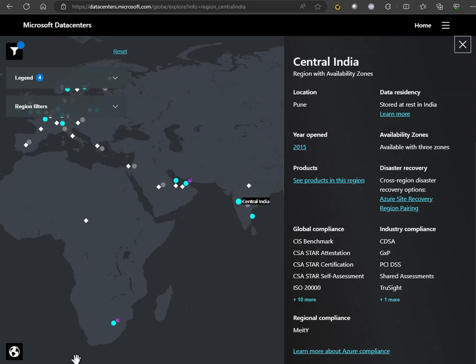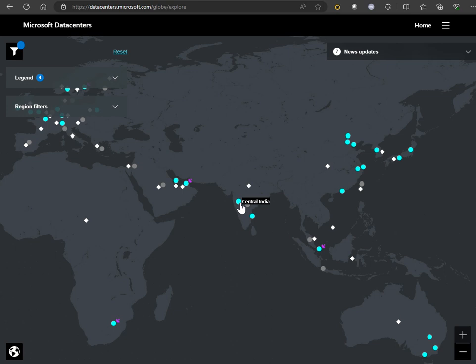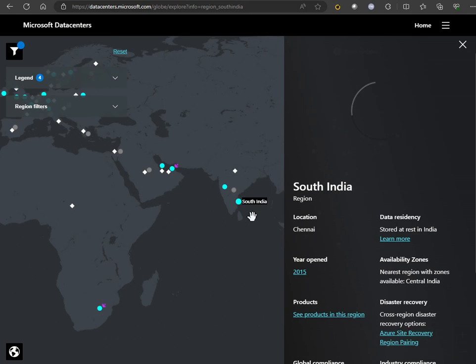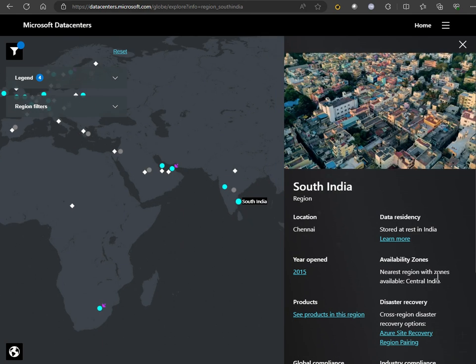You can locate that information very easily. If I click over here, we can identify, see, available with three zones, which means this supports zone redundant replication. Whereas if you click on South India, see, nearest region with zones, so this doesn't support zone redundant replication. Okay, guys, so that's all about the zonal and zone redundant replication of the data basically.